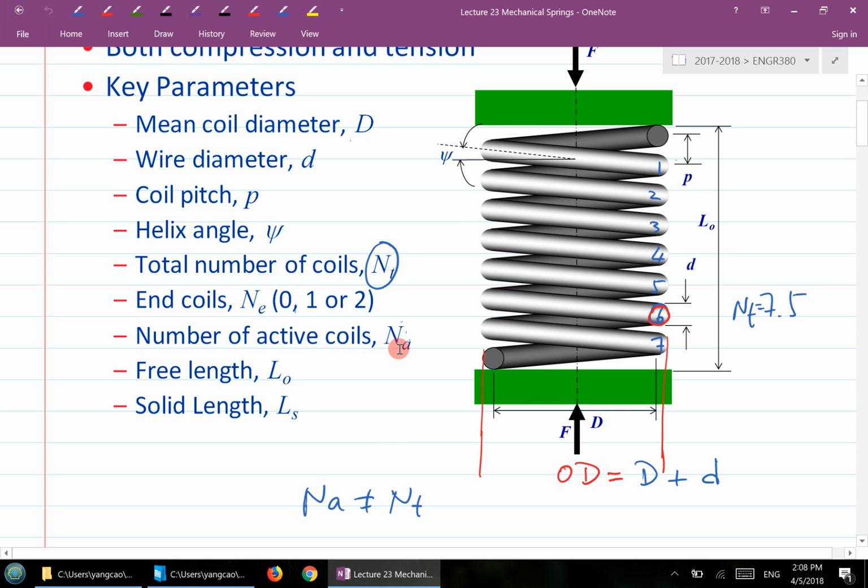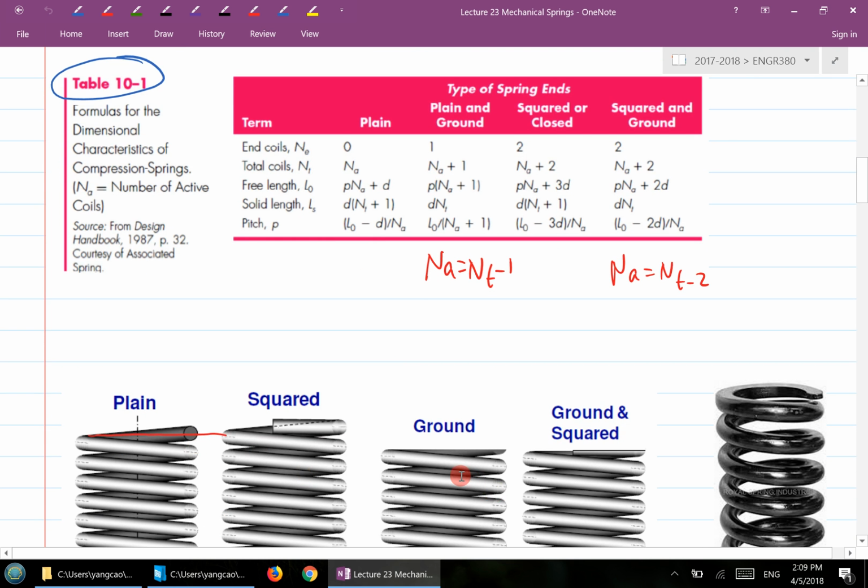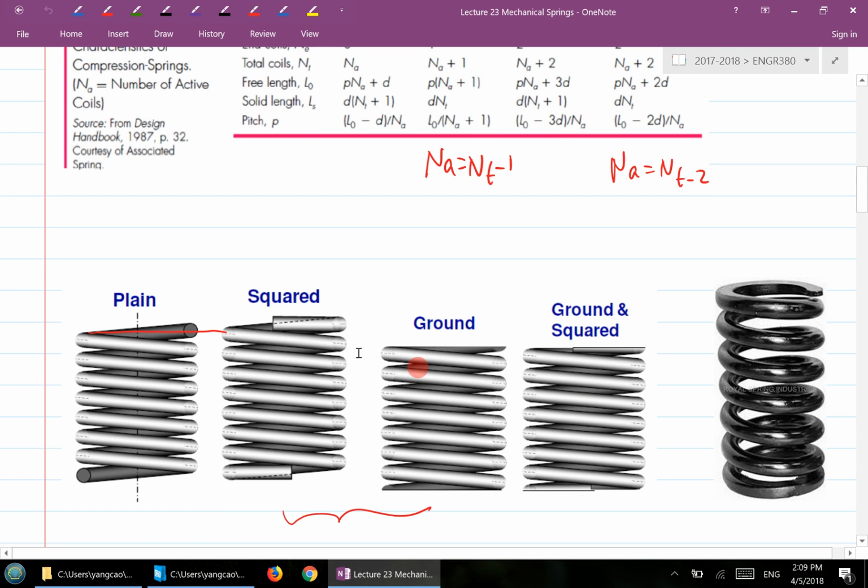So how do we know NA though? That depends on how the coil ends for this mechanical spring. So we're relying on Table 10-1 to find the relationship between the total number of coils and the total number of active coils. This is where you can identify the type of springs given. So look at the keywords in the question. If the question says it's ground and square, then your NT is equal to NA plus 2, or NA equal to NT minus 2. So that's how you find the total number of coils first, and then find the total number of active coils NA next, by identifying the type of spring.